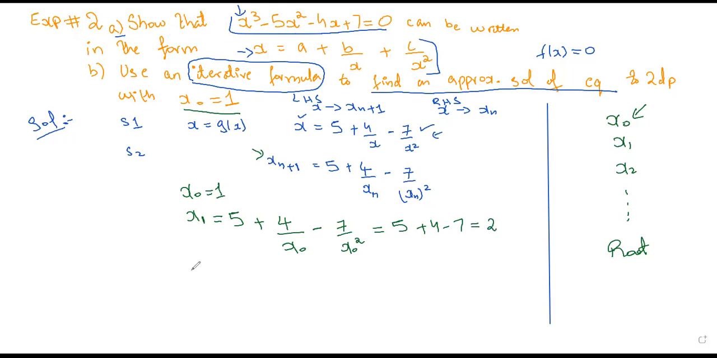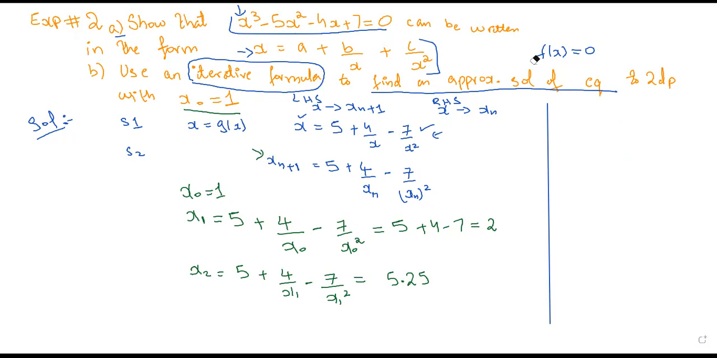Okay. Now x2, what is the formula for x2? It will be 5 plus 4 by x1, minus 7 by x1 whole square. Excellent. So just tell me the answer directly. Use your calculator. Take your time. 5.25. Very good. Okay, so we have x2.